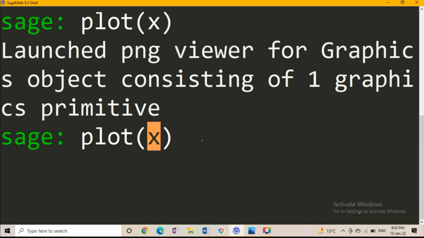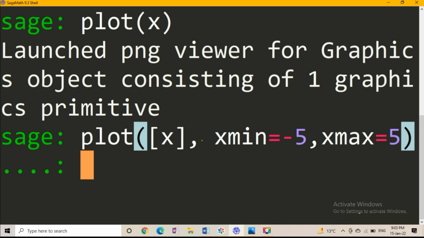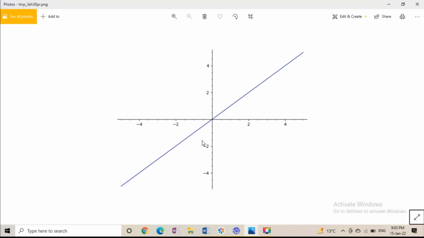So we write plot x, put a square bracket, insert a comma, xmin is equal to -5, xmax is equal to 5. Then press enter. Then you look at this. Now the range on the x-axis increases from -1 to 5.